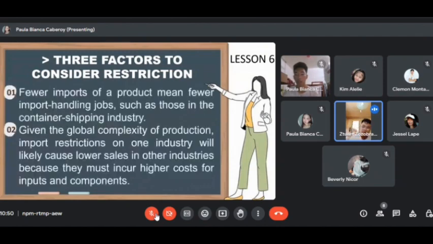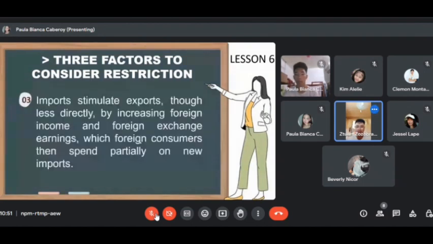Number three, imports stimulate exports, though less directly, by increasing foreign income and foreign exchange earnings, which foreign consumers then spend partially on new imports. Thus, restricting earnings abroad has some negative effect on domestic earnings and employment.